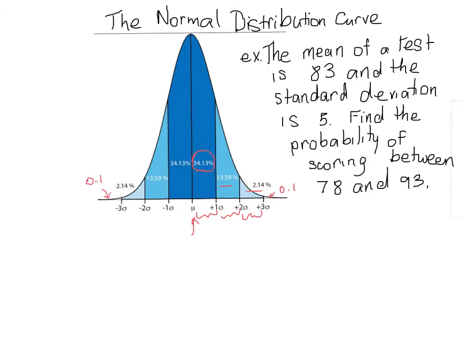Okay, now we're looking at an actual example and things will become so much clearer. The mean of a test is 83 and the standard deviation is 5. Find the probability of scoring between 78 and 93. We're going to focus for now on the mean and the standard deviation. This symbol is used often for mean, as you may already know, and this symbol is used often for standard deviation.